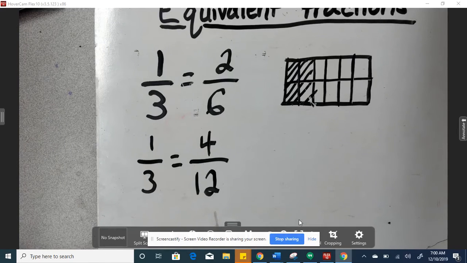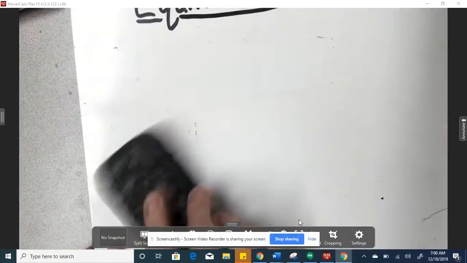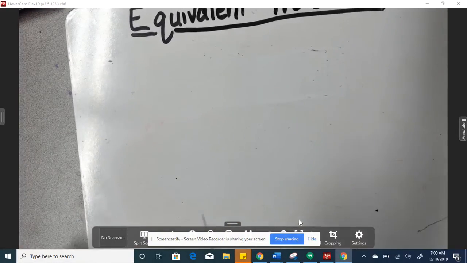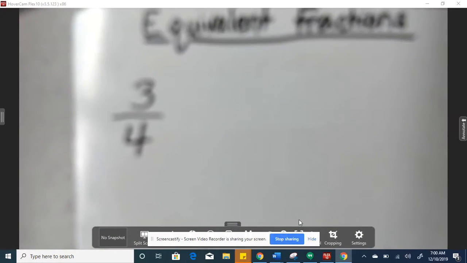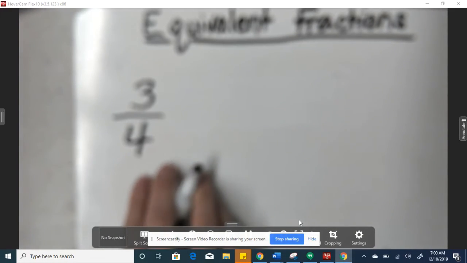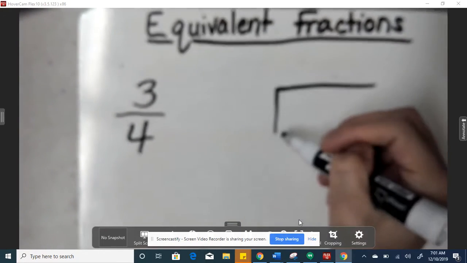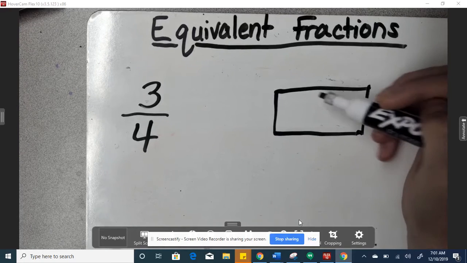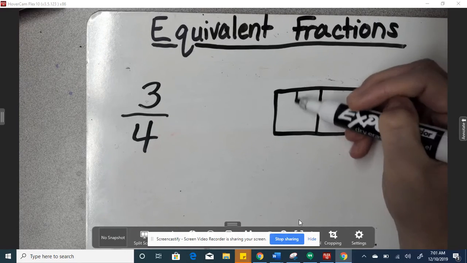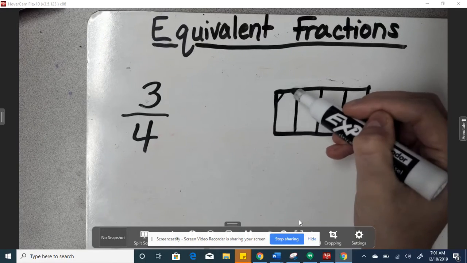We're going to do one more, but this time we're not going to use the strip of paper. We're just going to use our dry erase board. Let's do 3/4. We want to find equivalent fractions to 3/4. Sorry, it's blurry. It'll fix itself in a sec. We're going to start by drawing our rectangle. And we're going to cut it into 4 equal pieces. And we're shading 3 of them because our numerator is 3.